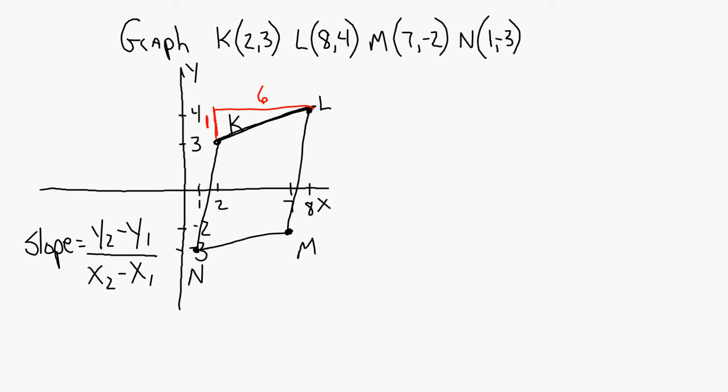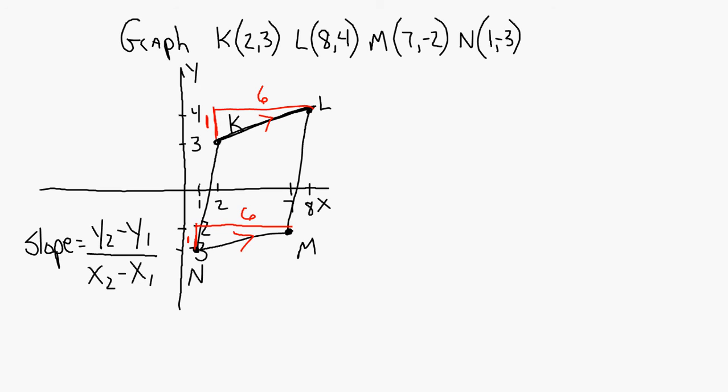What do we do down here from M to N? How many do we rise? We go from negative 3 to negative 2, so we rise 1. And how many do we run? 6. We go from 1 to 7, so is the slope of these two the same? Those two slopes are the same, aren't they?